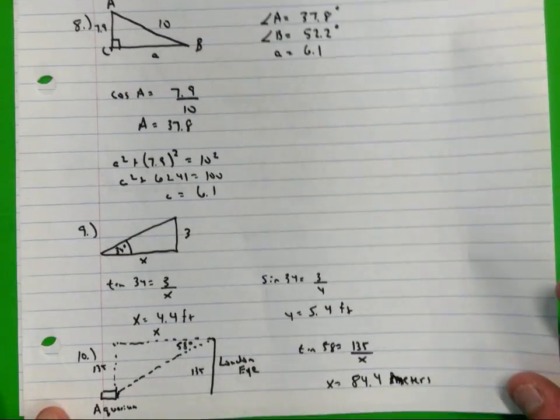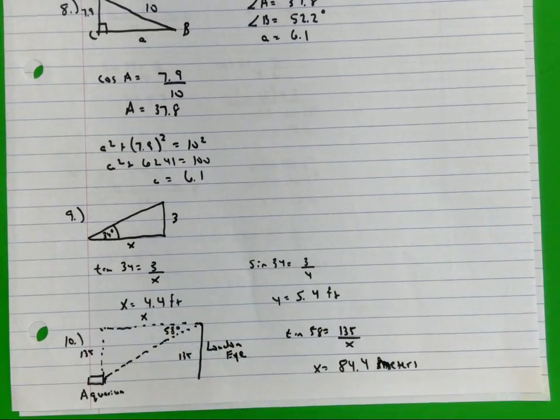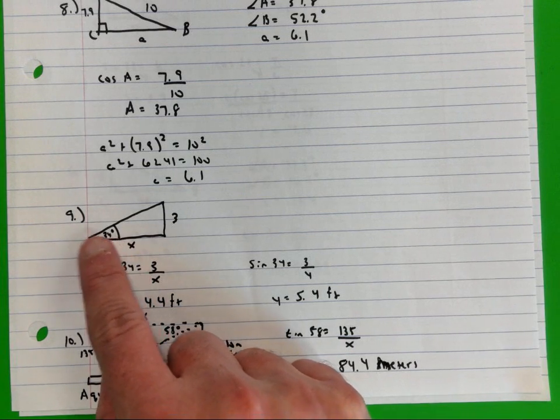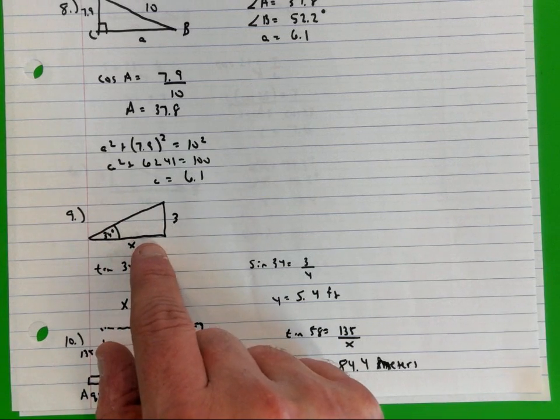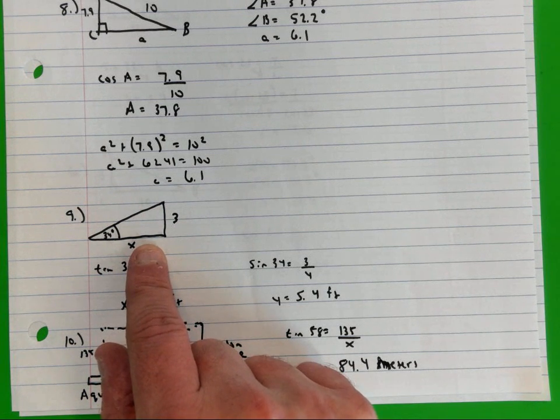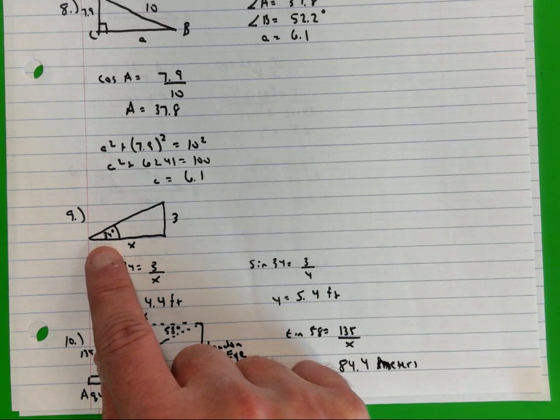Now let's look at 9 and 10, the word problems. Number 9. A construction company is installing a 3-foot-high wheelchair ramp. There's your ramp, onto a landing outside the office. The angle of the ramp must be 34 degrees. What is the length of the ramp?